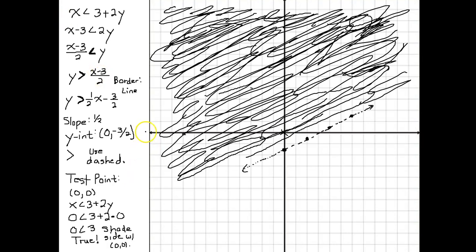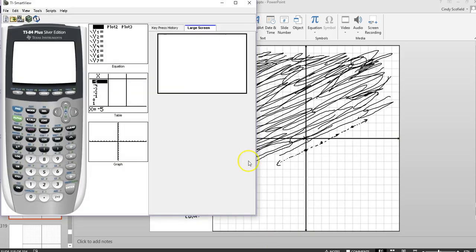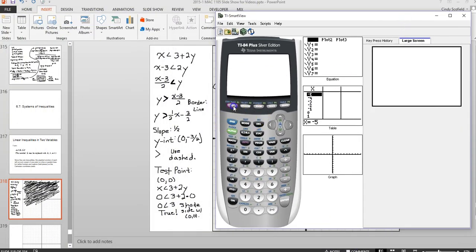All right, so speaking of graphing calculators, I want to show you how to put this in and how to use the calculator to get the same result. As always, in the calculator, you have to have y equals. You can't have it in the form that the problem was originally presented, because you have to solve for y in order to put it in. And I know this says equals, but don't worry. Let's go ahead and do this. We're going to put in 1/2 x minus 3/2.